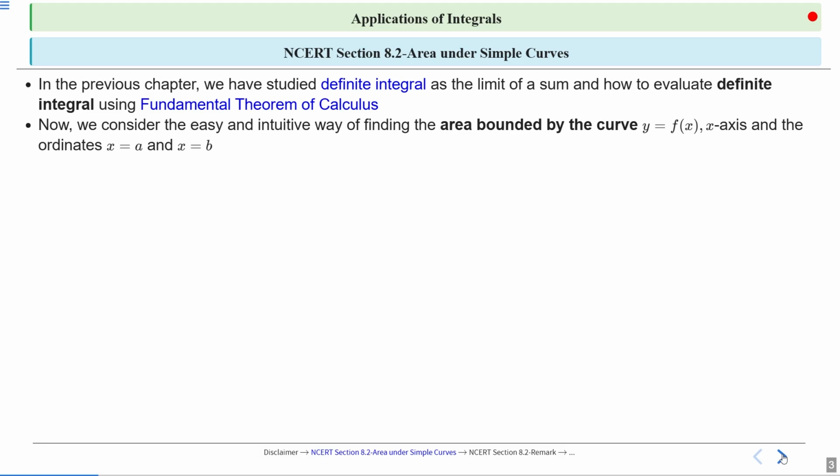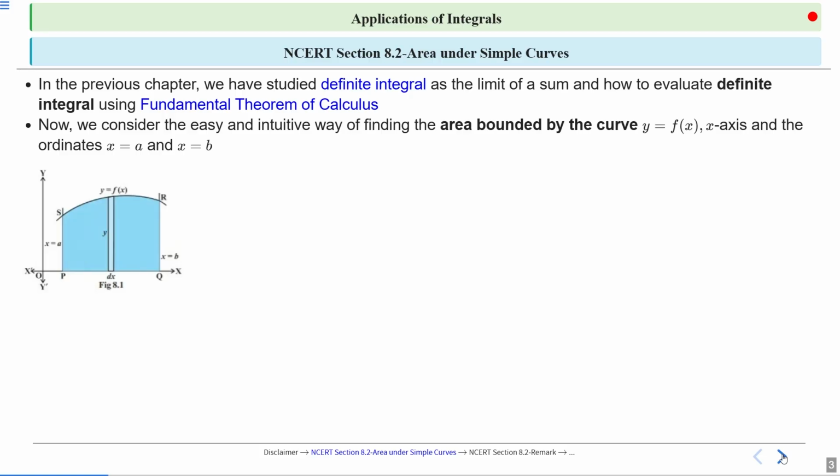So at first we calculate antiderivative, and according to fundamental theorem of calculus, the value of definite integral is the value of antiderivative at upper limit minus value of antiderivative at lower limit.